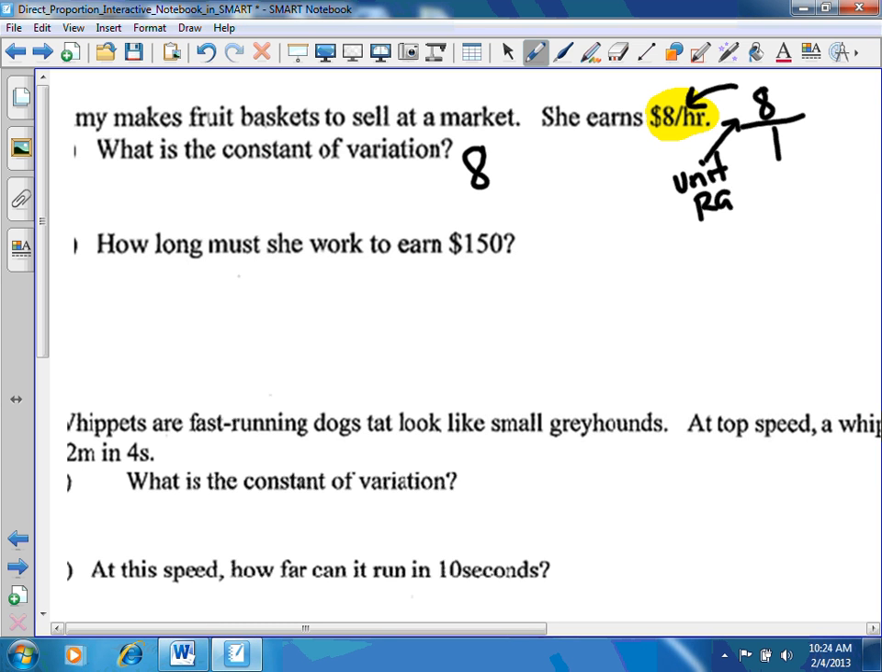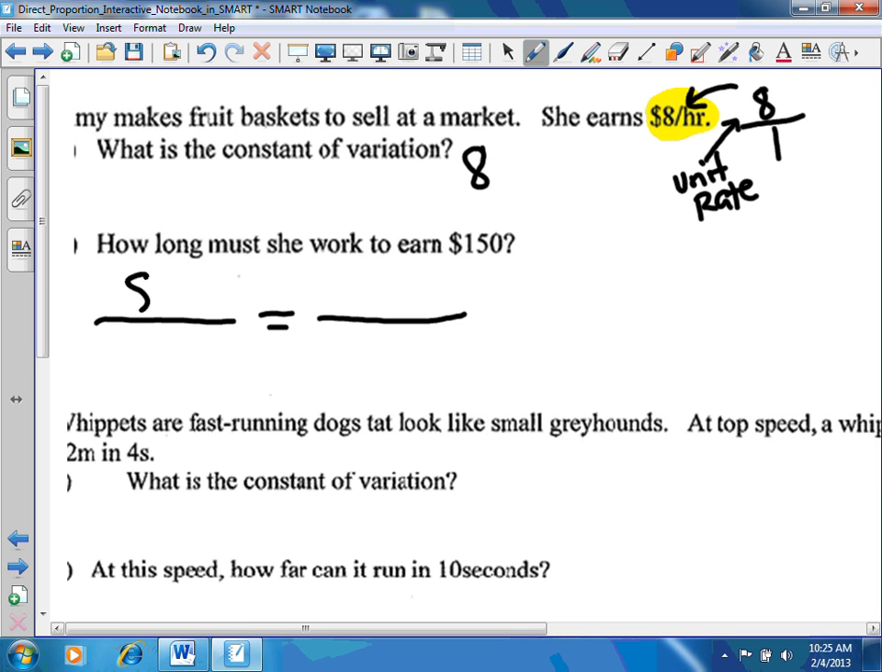Yay, they gave us exactly what we needed. $8 for an hour. That's exactly where we get the constant from. Next, how long must she work to earn $150? Well, how would I solve this problem? This piggybacks off what we did last week. How would I solve this? Set up a proportion. What's my first fraction going to be?